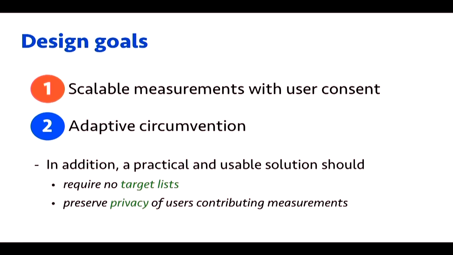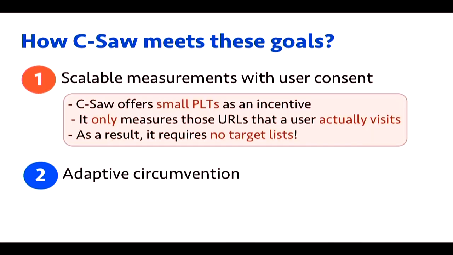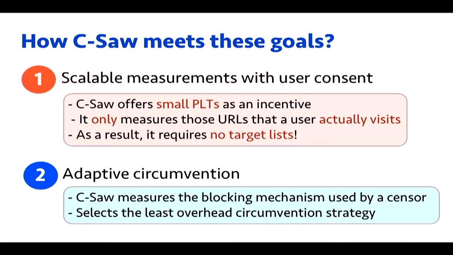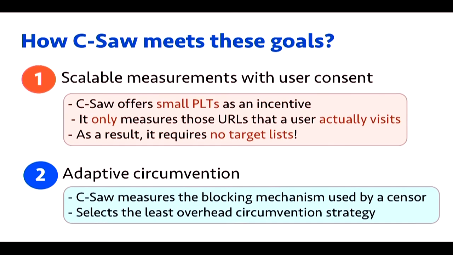And in addition, a practical and usable measurement system should require no target lists, which are generally only partially known or often tend to be inaccurate. As well as they should preserve the privacy of users contributing measurements. CISO meets these goals by doing the following. To achieve scalable measurements, it offers small page load times as an incentive. And to make it easy to obtain user consent, it only measures those URLs that a user actually visits. And as a result, it does not require any target lists. It achieves adaptive circumvention by measuring the precise blocking mechanism being used by the censor and selects the least overhead circumvention strategy.